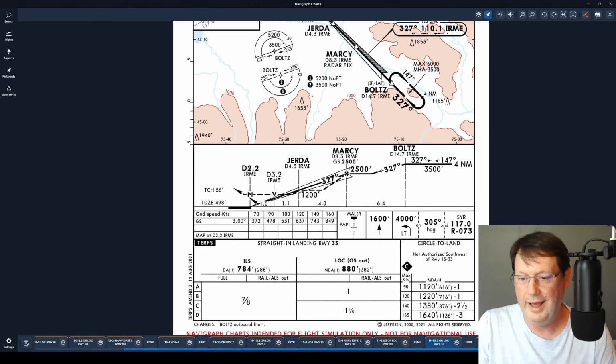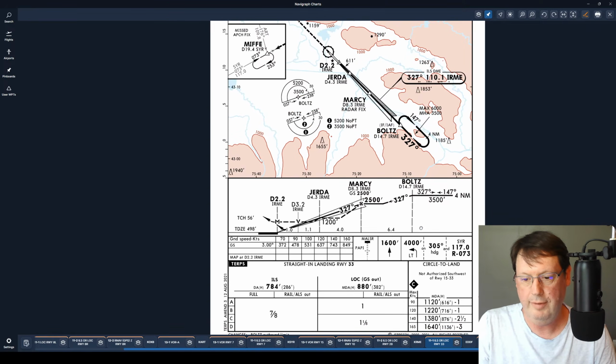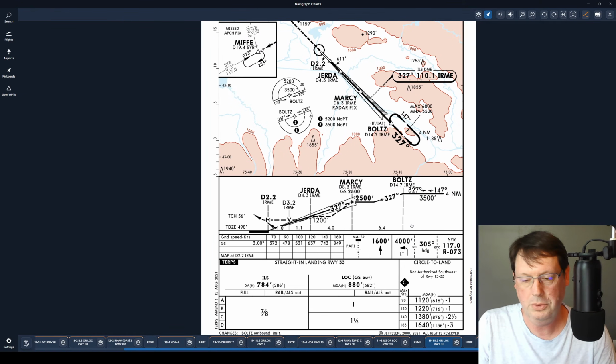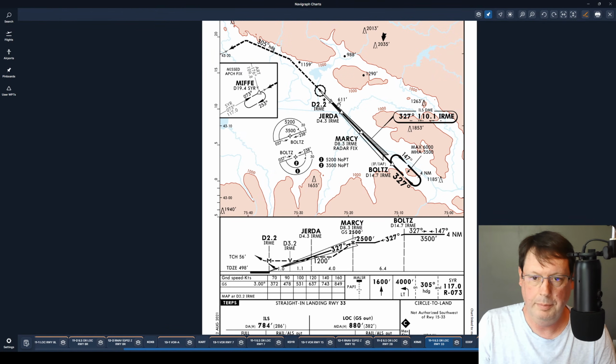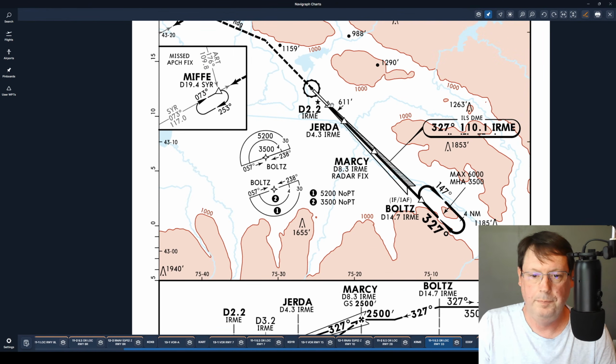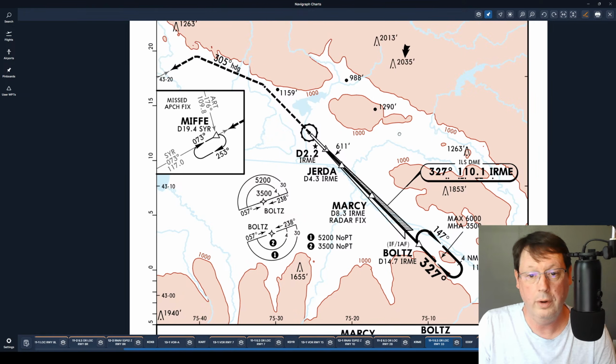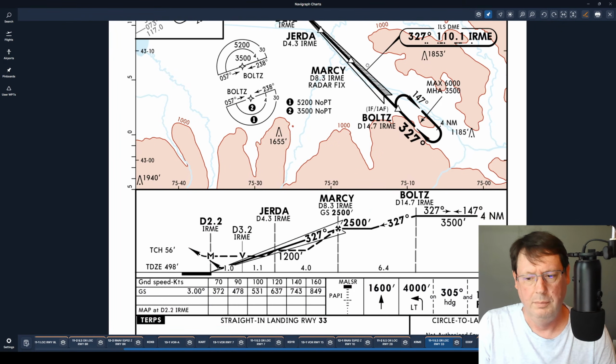But so circle to land minimums, I talked about this a little bit yesterday, and I've actually flown circle to land at this airport. It says not authorized southwest of runway 15/33. This is runway 15/33 up here. And so if you fly the circle to land, you have to do it to the north of the field, which now that I'm looking at the terrain doesn't really make any sense, but that's what it says.